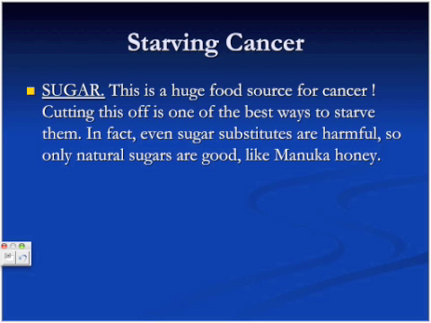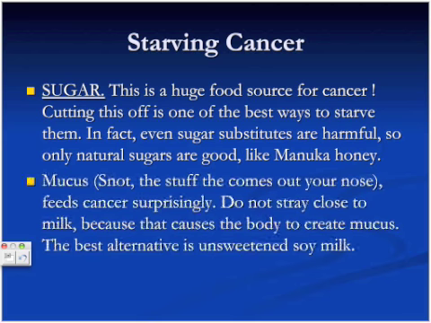Cutting off sugar is one of the best ways to starve them. In fact, even sugar substitutes like Splenda are made from a harmful ingredient called aspartame or something like that. And those are harmful because they're artificial. So only natural sugars like Manuka honey, I'm not sure if you've heard of it, I never heard of it either, are the only good ways to get it.